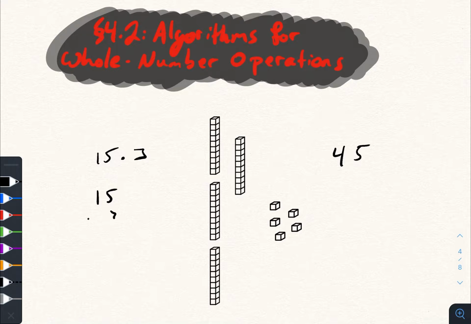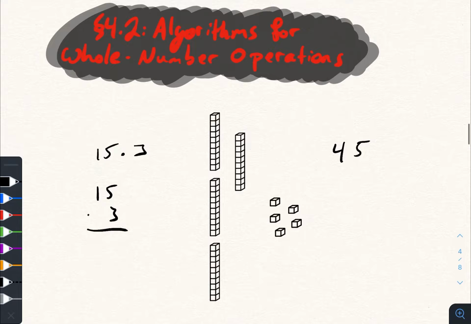If we did 15 times 3 with our standard algorithm, we would see this exchange reflected when we do the carrying. So 5 times 3 is 15, and 1 times 3 is equal to 3, but this is really 10 times 3. So 10 times 3 is 30. So this would be 45.